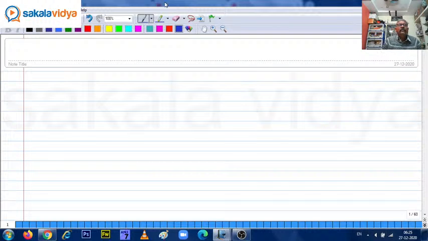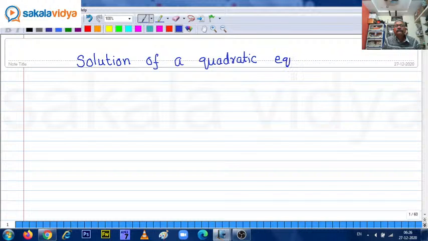Okay. So now, solution of a quadratic equation by completing the square.